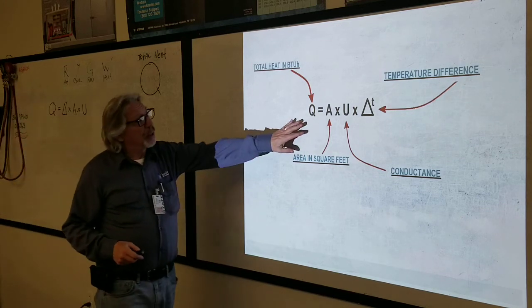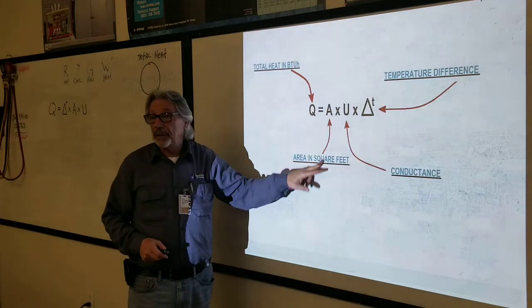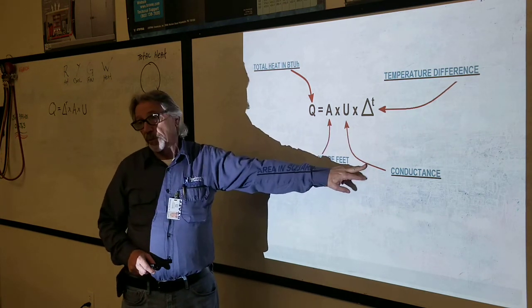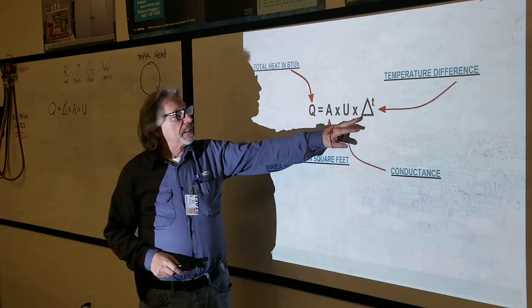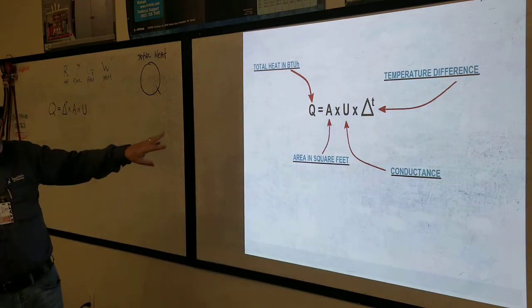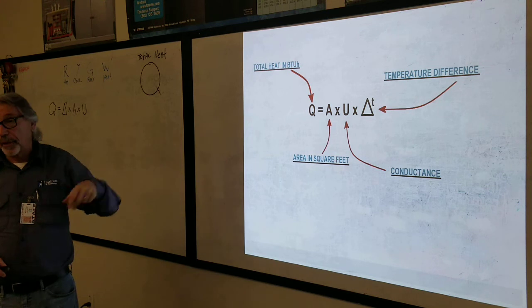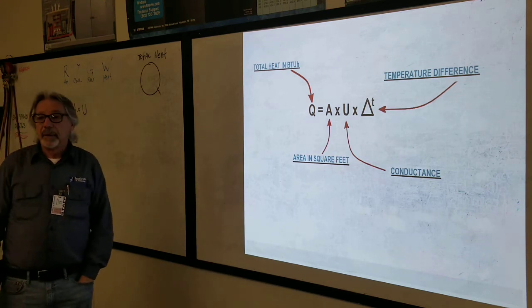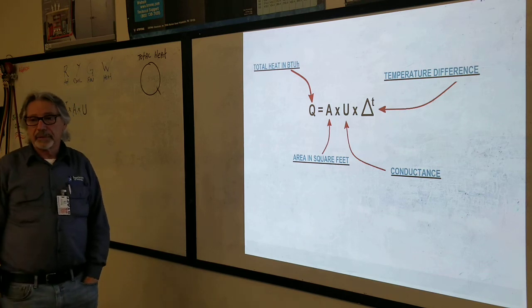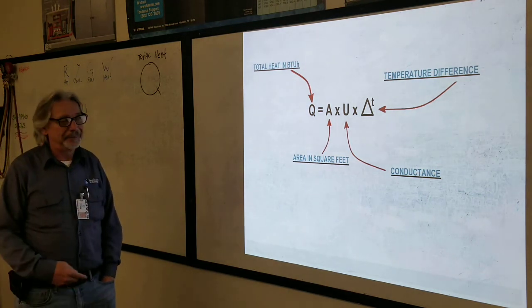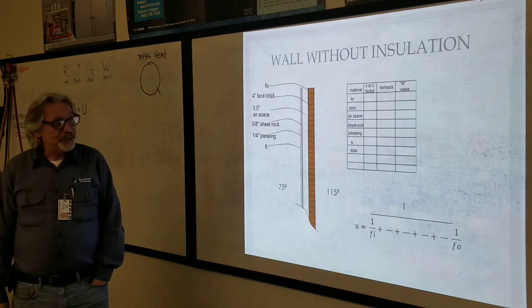Okay, so area in square feet is the A. The U is a conductance factor, which we'll figure out, and the temperature difference. So all of those three factors have to be figured in to figure out the total heat loss or heat gain. You with me now? You getting this? A-okay.